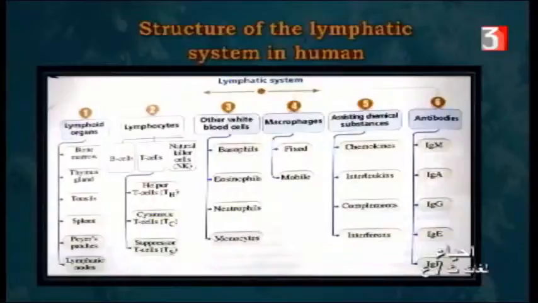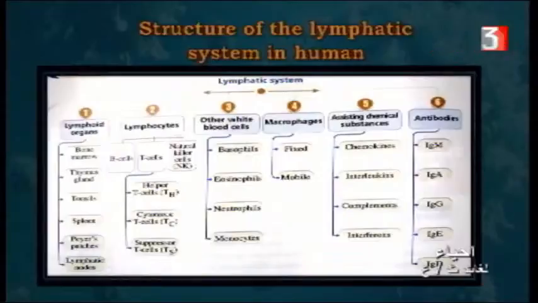cytotoxic T cells. What is the white blood cell? White blood cells include basophils, eosinophils, neutrophils, and monocytes. What is the macrophage? There are two types of macrophage: fixed, constant in its place, and another, mobile macrophage.